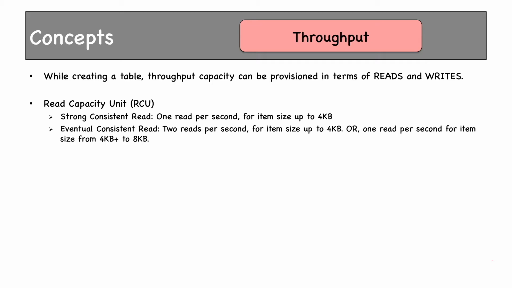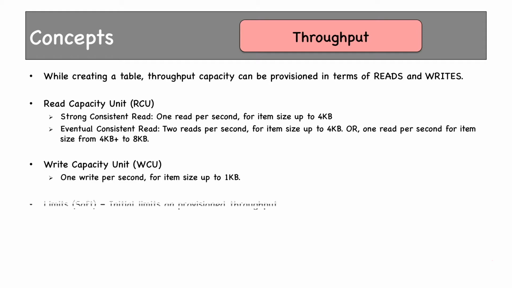For eventual consistent reads, 1 RCU is equal to 2 reads per second for item size up to 4 kilobytes or 1 read per second for item size from 4 to 8 kilobytes. Write capacity unit is simpler as opposed to RCU. 1 WCU is 1 write per second for item size up to 1 kilobyte.